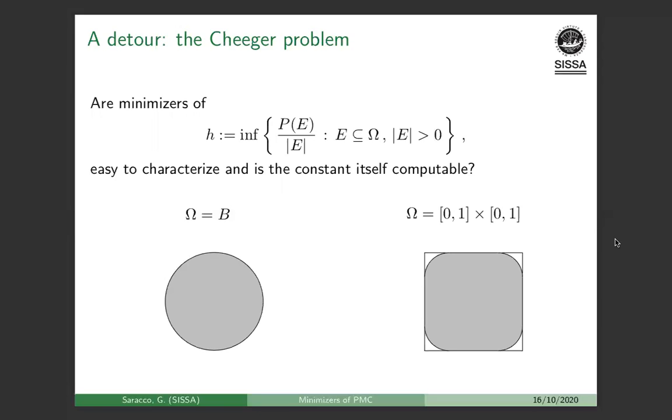So you can actually write down a minimization problem in one variable, the radius, because you can compute perimeter and volume of sets that are made like this, and you just need to minimize. And so this is very easy. Now, from these two examples, you might wonder: is there always a unique Cheeger set? Because in these two cases, it is unique.